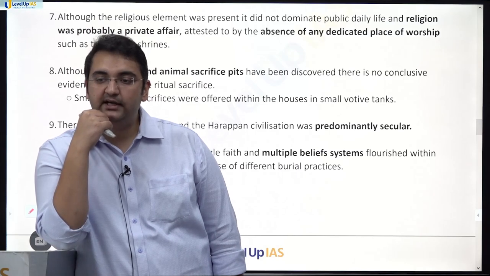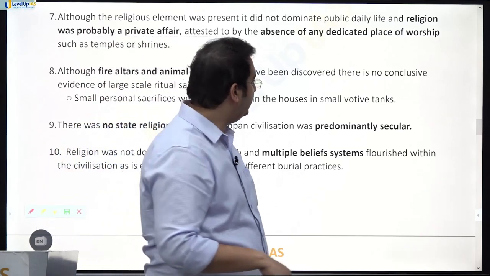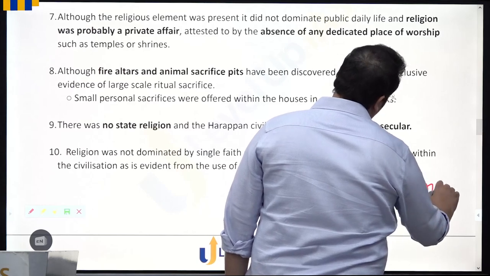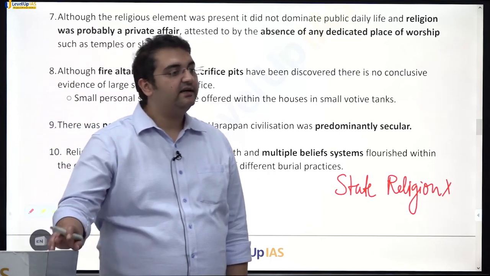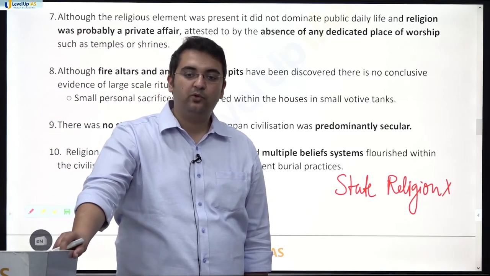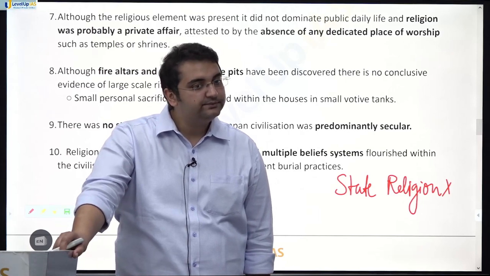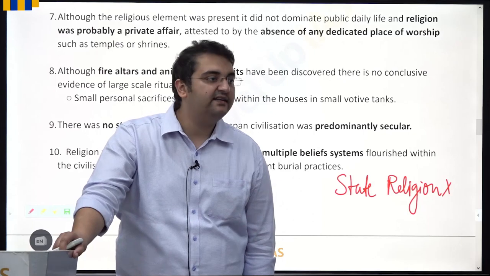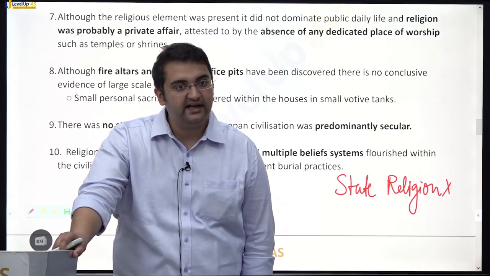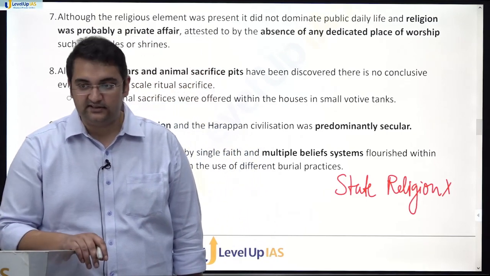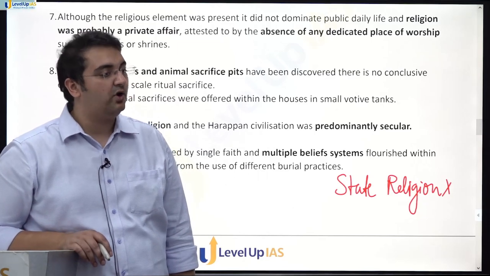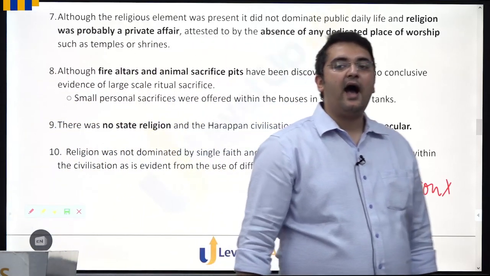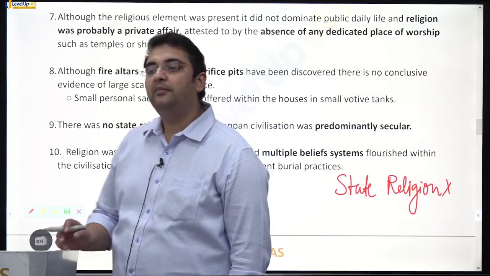What do you understand by a secular society? A society where the state did not have its own religion. The state did not undertake the patronization or the promotion of any particular religion. How do you know this? Because of the presence of multiple faiths at the same time in different Harappan cities, indicated by the multiplicity of the burial practices. Okay? Agar state ka koi ek religion hota, would it have tolerated the existence of these other faiths? Probably not.